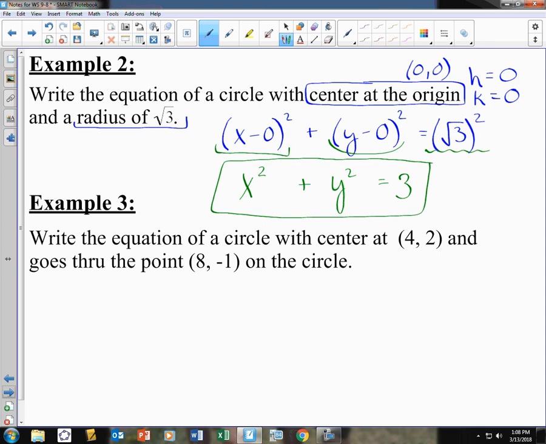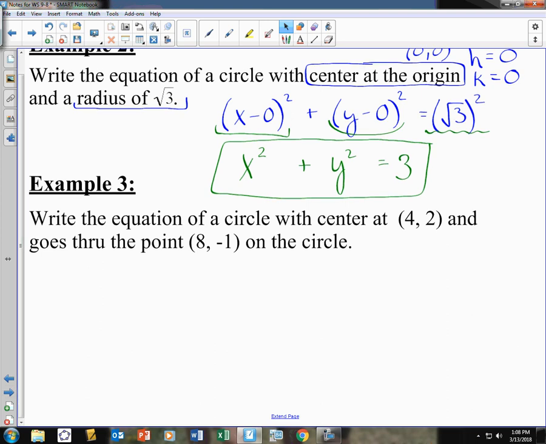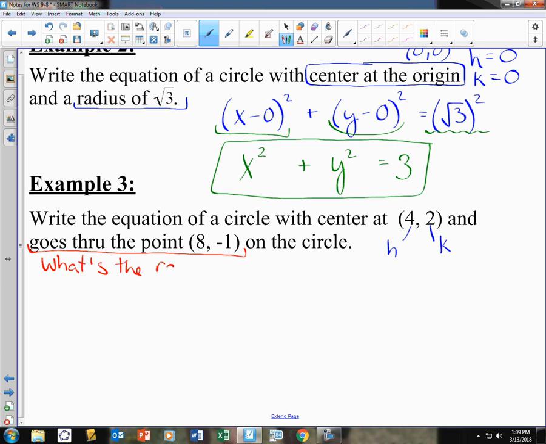All right, write the equation of a circle with the center at 4, 2. So here's my h, and here's my k. And it goes through the point 8, -1 on the circle. Uh-oh, what do we not know? Well, it says it goes through this point, but what's the radius? That's the part we don't really know.